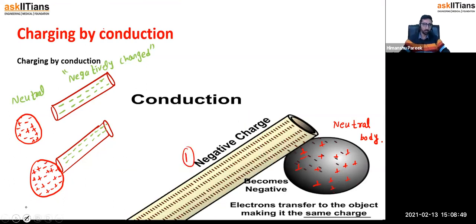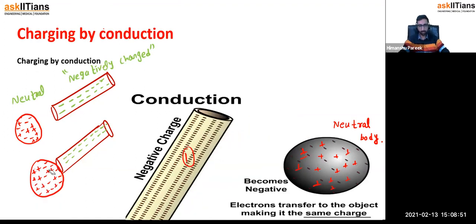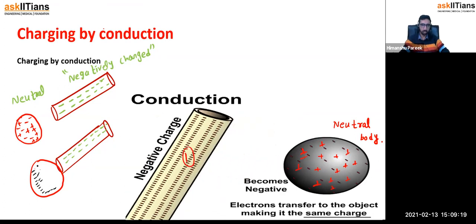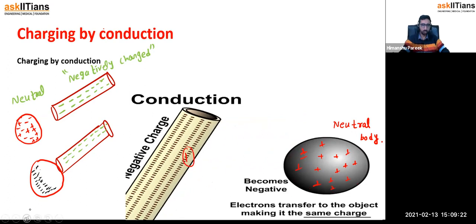But guys, now you will see one thing. As soon as you bring them in contact, you will find that by this negatively charged body or this negatively charged stick, the negative charge or the electrons of this neutral body will get repelled. Am I right? Yes, because negative and negative will repel each other. And the positive charge will accumulate on the one side. So basically what will happen? All the negative charge will get repelled away from the body. And what about the positive charge? This positive charge will come on the other side.